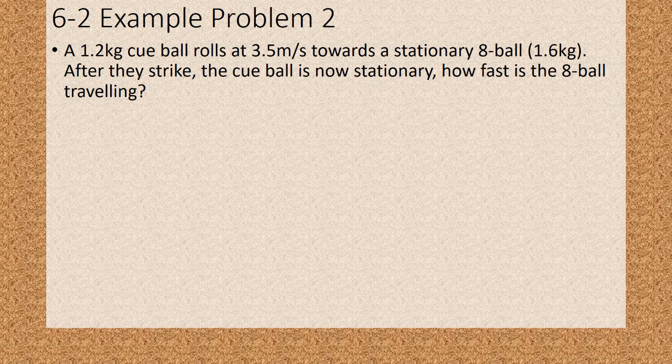So this first problem here is going to be an elastic collision. A 1.2 kilogram cue ball rolls at 3.5 meters per second towards a stationary 8 ball, which is 1.6 kilograms. After they strike, the cue ball is now stationary. How fast is the 8 ball traveling?